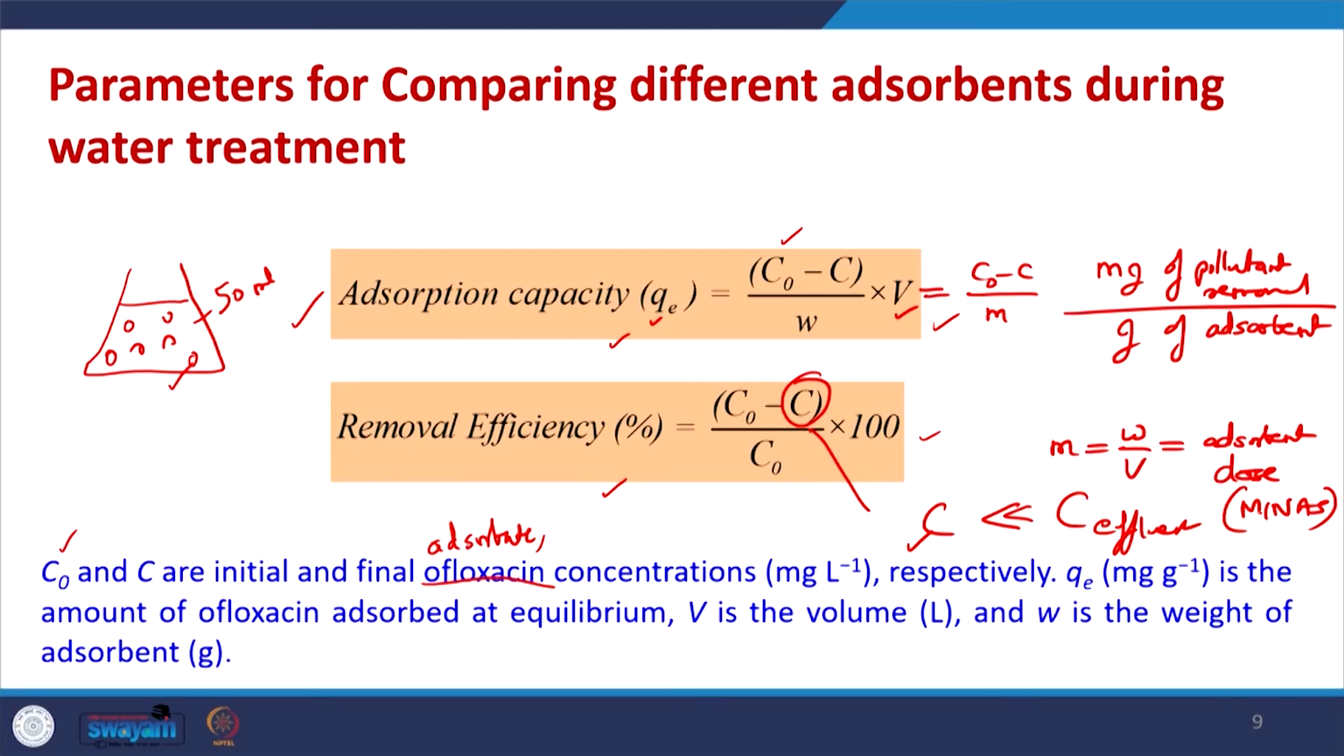All these aspects are there. Adsorption capacity and removal efficiency are both important. Many times the final residual concentration also becomes very important, and selection is possible through that as well. So I will end this lecture and will continue with the theories and basic understanding of adsorption in the next lecture.